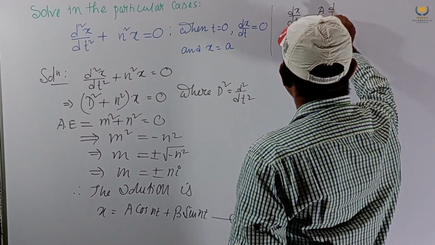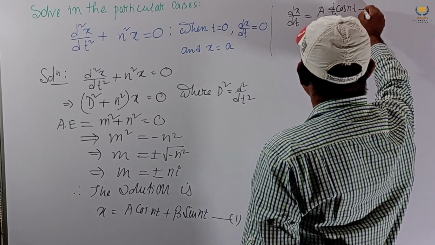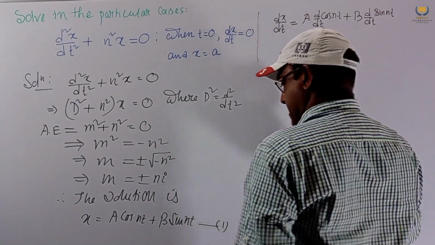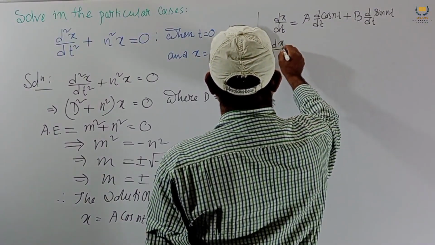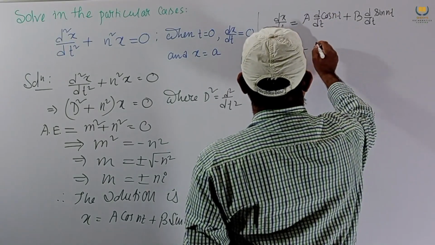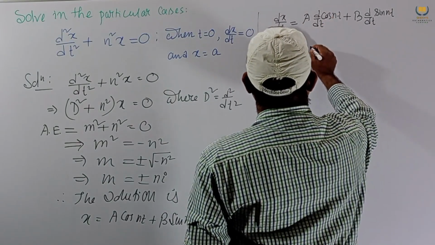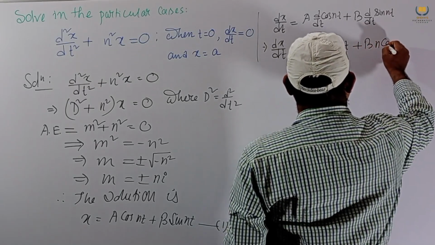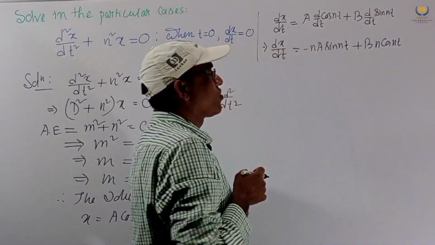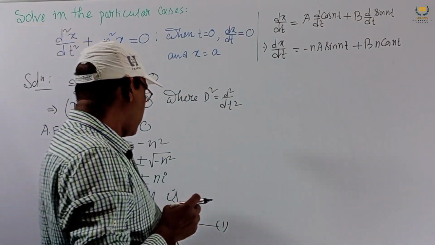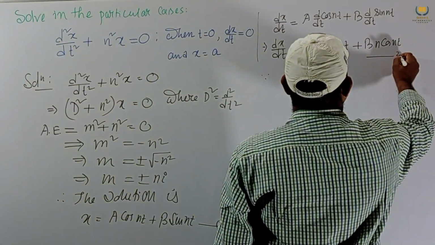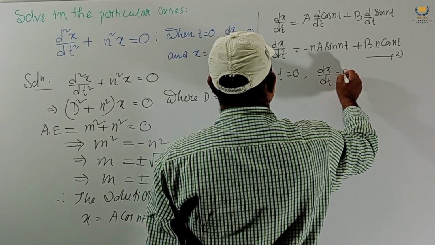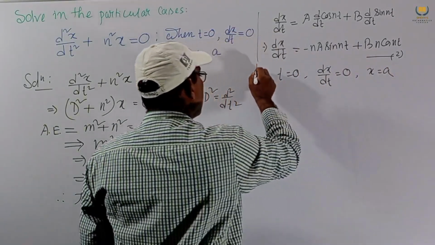So dx/dt = A d/dt of cos nt + B d/dt of sin nt. So this implies dx/dt, directly write d/dx of cos means minus sin, here n we get, then -nA sin nt + Bn cos nt. If we differentiate directly without showing the chain rule, we get this one. This is number 2 we consider, since t = 0, dx/dt = 0 and x = a. We put the values.